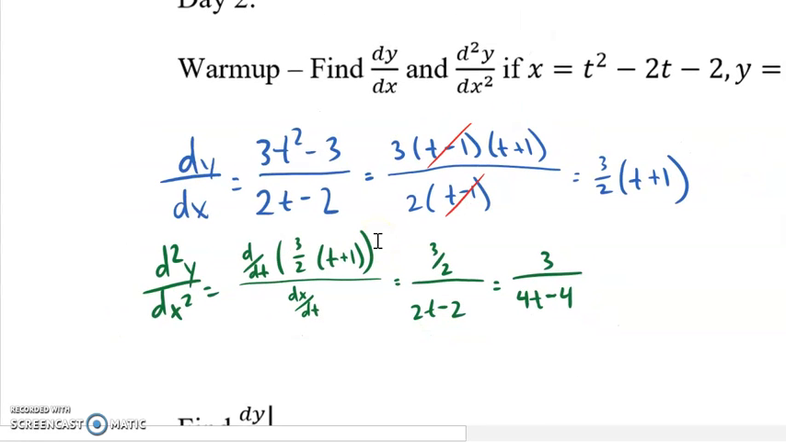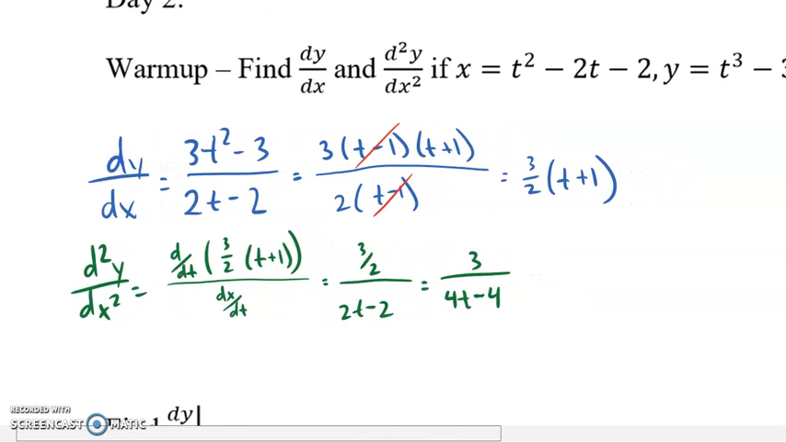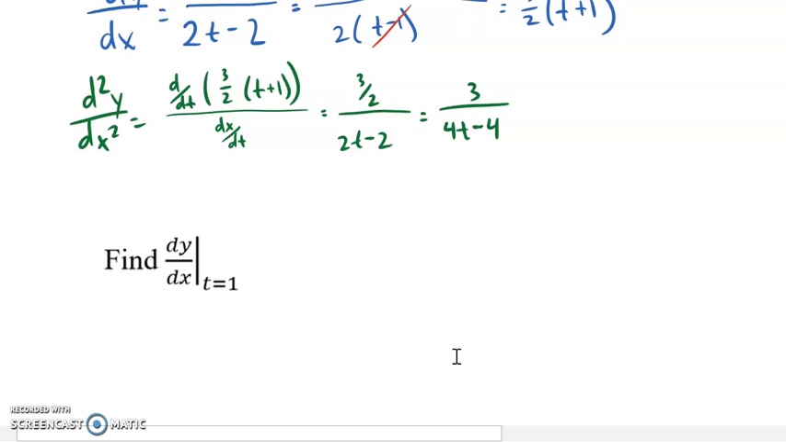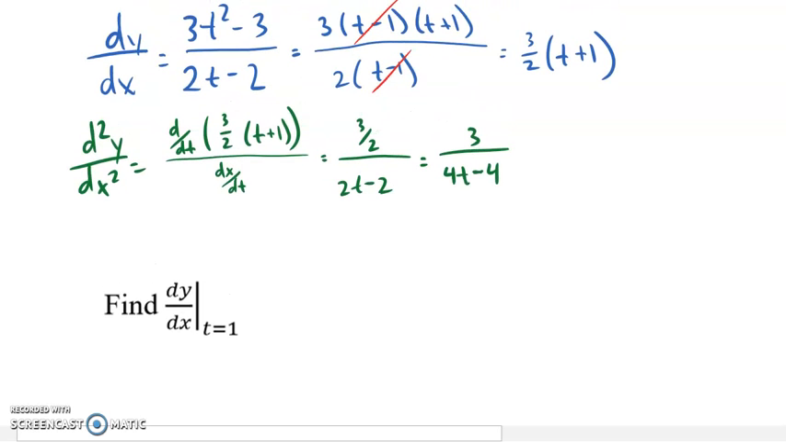All right, cool. So that was our warm-up. Now we're going to explore this curve a little bit more and ask the question, what is dy dx when t equals 1? Well, we might say, that's easy, right? We just found that. We know that dy dx is this. It's 3/2 times 1 plus 1. That's just 3. Fantastic, so easy.